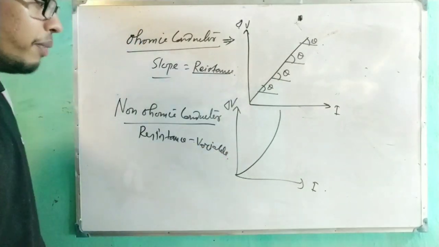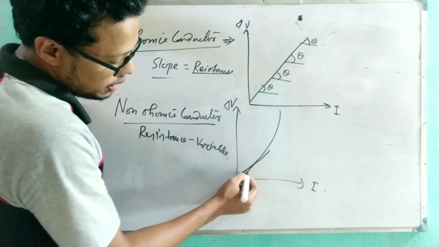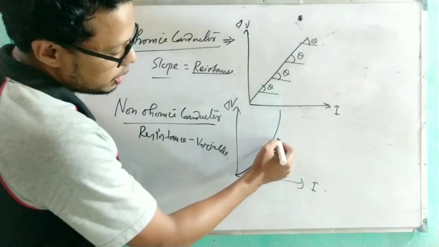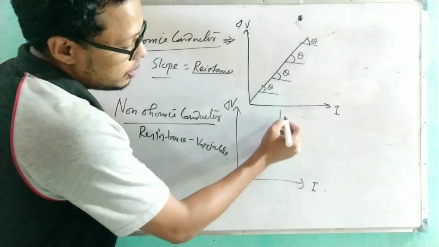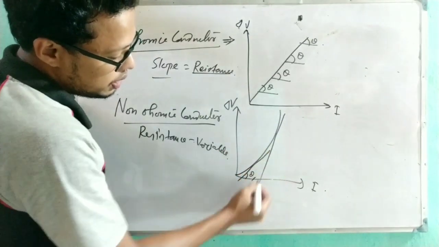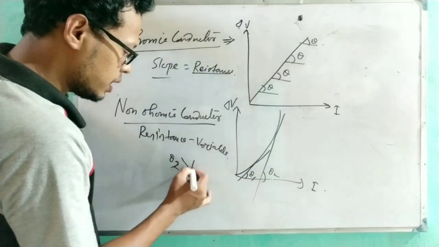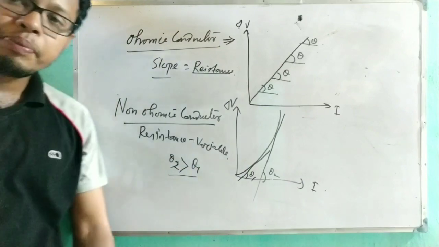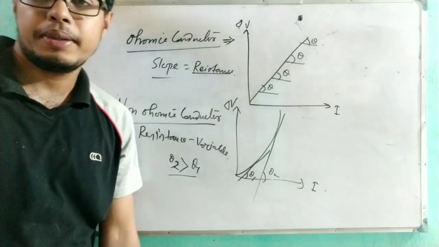Resistance is variable. Why am I saying variable? If you want to find the slope over here, then draw the tangent. Suppose this is theta 1, where theta means the slope. If you want to find the slope over here, then draw the tangent. So it is theta 2. Easily we can write theta 2 is greater than theta 1. That's why the slope is different, which means the resistance is different.